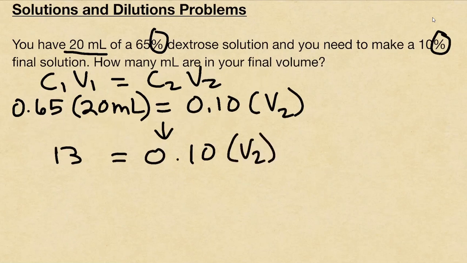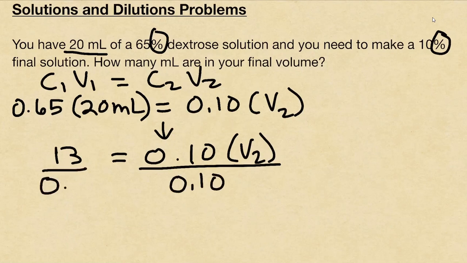And then now I need to just isolate these numbers. So I'm going to go ahead and divide the 10% into this 13. And that gives me my final volume of 130 mLs. Just like that, simple as pie.